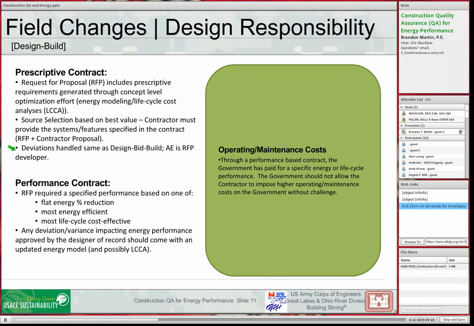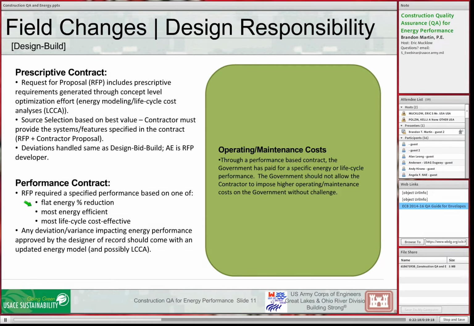This gets a little harder when you talk about performance contracts, which is what we've typically done in the last 10 years or so with design build. Different ways to handle energy performance is requiring a flat energy percent reduction. So the contractor performs an energy model, decides what types of systems he needs to meet that, generally the cheapest thing he can give us to meet that requirement, and that's what we get.